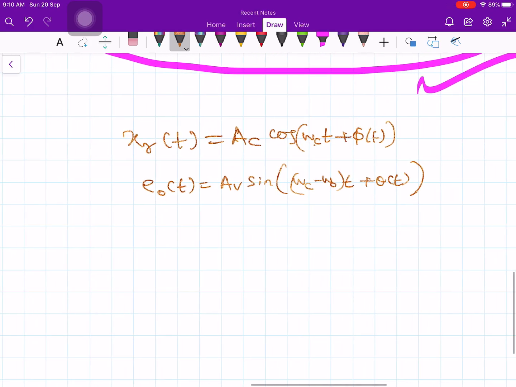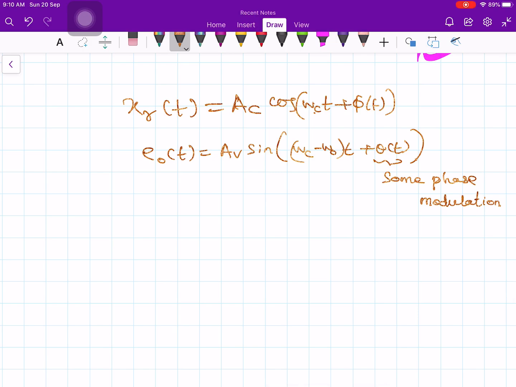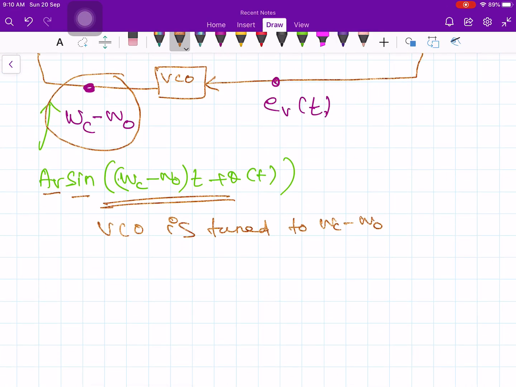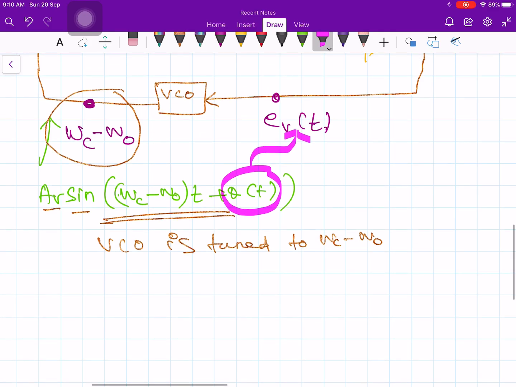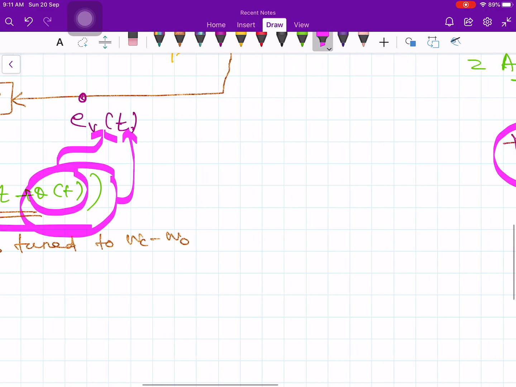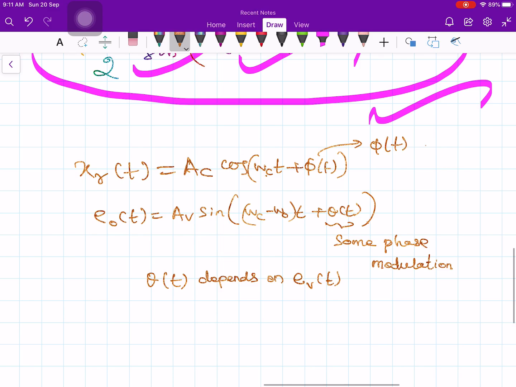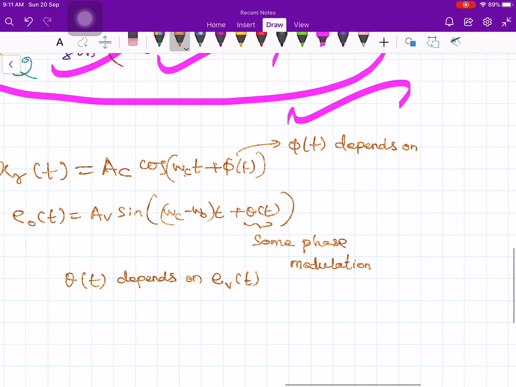Okay, some phase modulation this phi of t denotes. So once again the phase modulation theta of t will depend on the input signal here. What I am saying is this theta of t depends on e_v of t, the input to my voltage controlled oscillator. Therefore theta of t depends on e_v of t, the input voltage. How about this phi of t? Phi of t depends on your message signal m of t. At the transmitter side your phi of t depends on the message signal in the modulator.